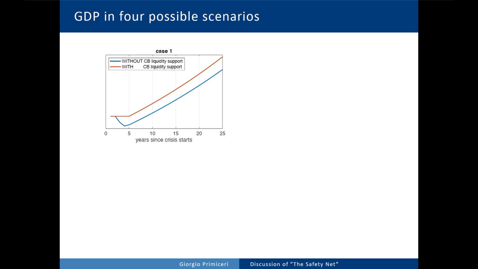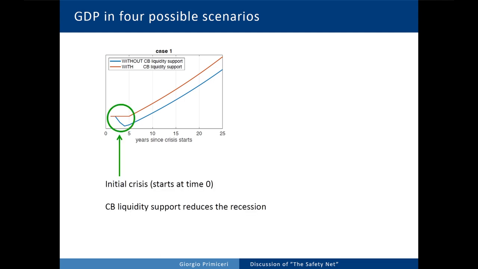Based on the results in the paper, there is a discrepancy in real GDP today, depending on whether the bank intervenes or not. The country in which the bank intervenes is better off. In this particular simulation, I constructed it by assuming that there are no more crises in the future. And I also assume that whatever distance there is in GDP red and GDP blue, this persists forever. Now, this is the initial crisis, and the central bank liquidity support reduces the recession.